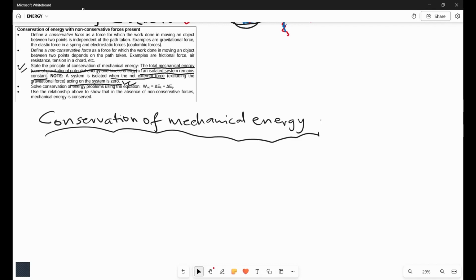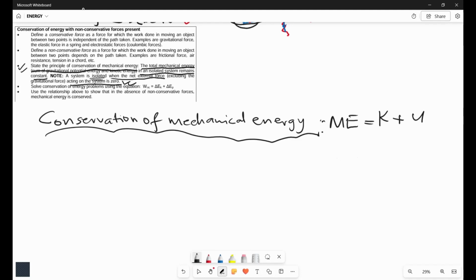I think when dealing with conservation of momentum, this definition of the isolated system is very important. But all right, we have defined what is conservation of mechanical energy. Now, mechanical energy is given by kinetic energy plus potential energy. Remember, I said it is also fine to use EK plus EP. It's still the same thing.